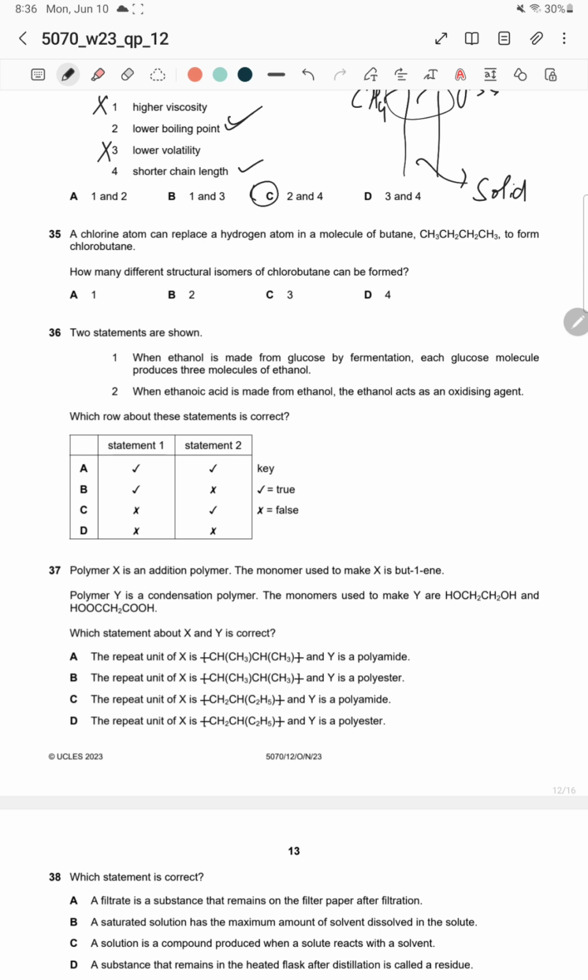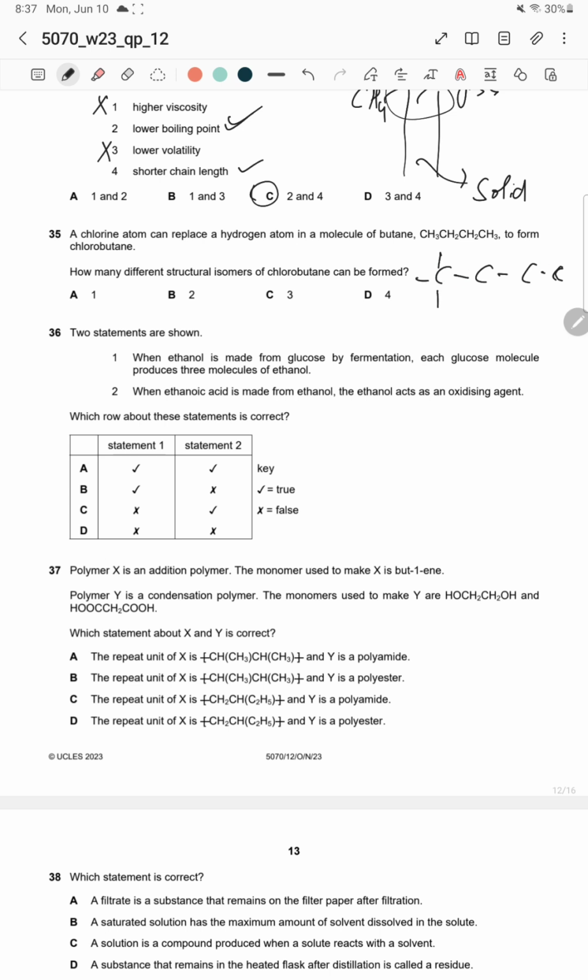For 35, a chlorine atom can replace a hydrogen atom in a molecule of butane to form chlorobutane. How many different structural isomers of chlorobutane can be formed? So what we can do here, the structural isomers of chlorobutane. So these are structural isomers. So there are two options, dear student.